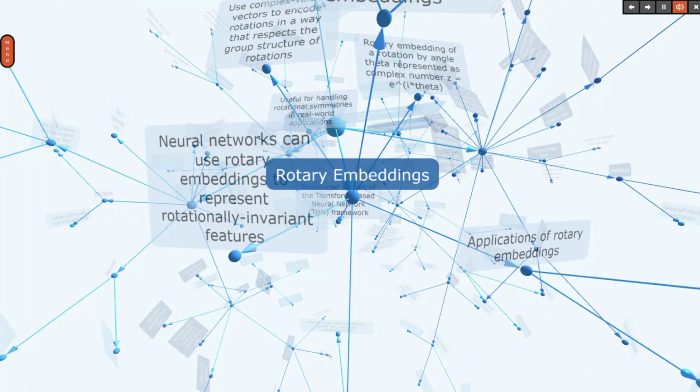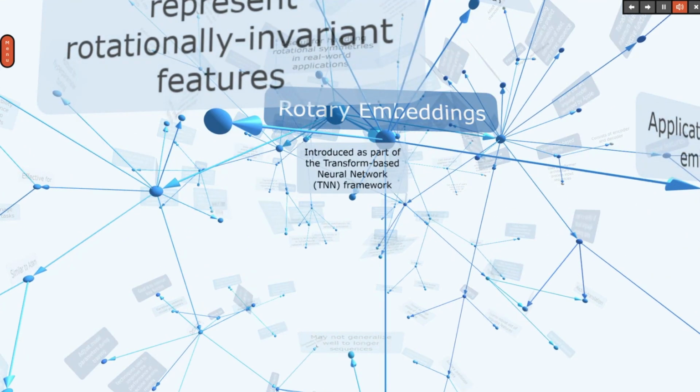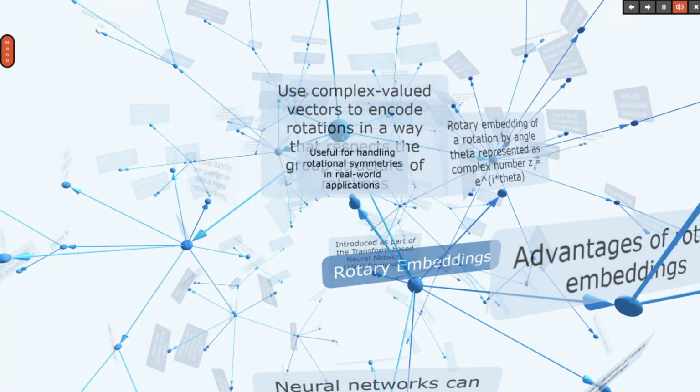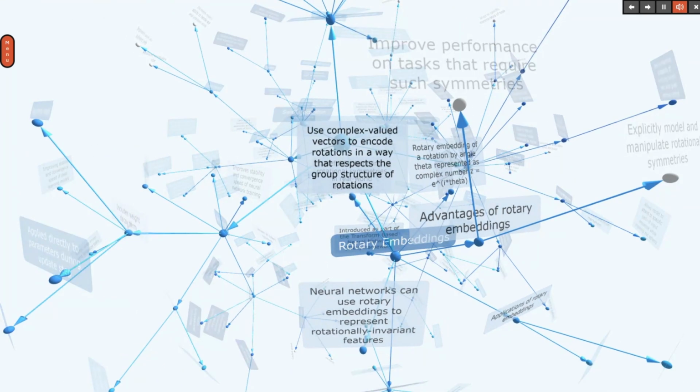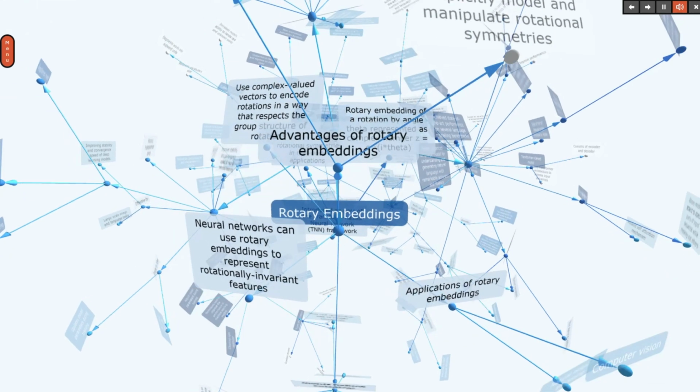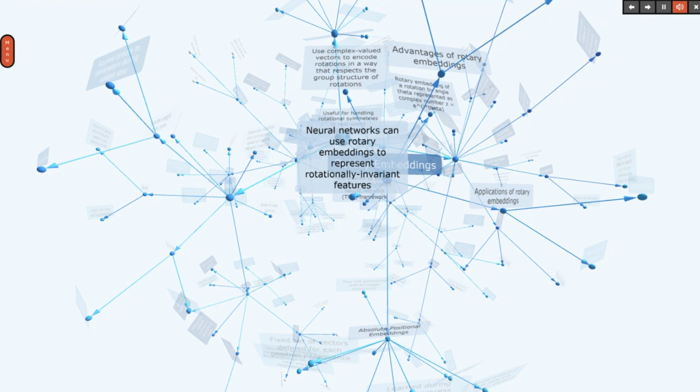Rotary embeddings. Introduced as part of the transform-based neural network, TNN, framework. Useful for handling rotational symmetries in real-world applications. Use complex-valued vectors to encode rotations in a way that respects the group structure of rotations. Rotary embedding of a rotation by angle theta represented as complex number z equals e^(i*theta). Neural networks can use rotary embeddings to represent rotationally invariant features.